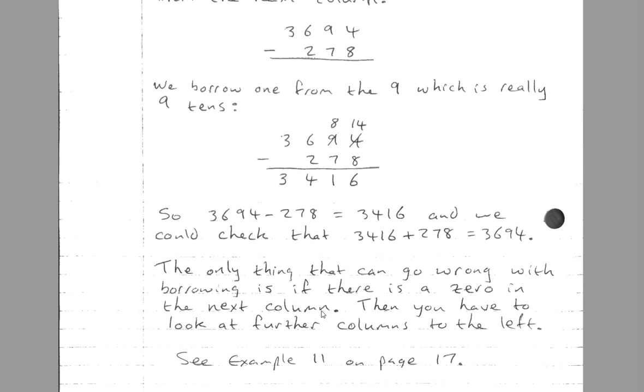Something that could go wrong: if that 9 was a 0, then you can't borrow anything from 0. So in that case, you'd have to go further to the left and look at this 6. If this 9 was a 0, you'd have to borrow one of the hundreds from the 6. So write this 6 as a 5, you get a 10 here, and then borrow one of those 10 tens.